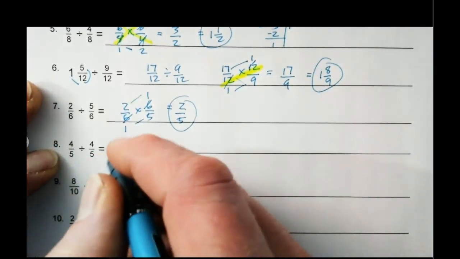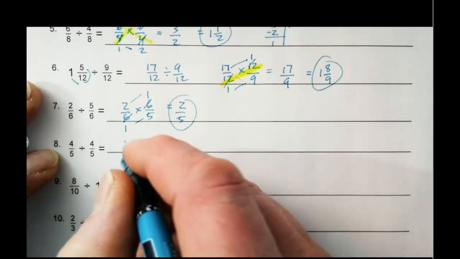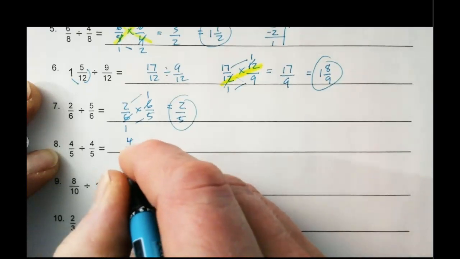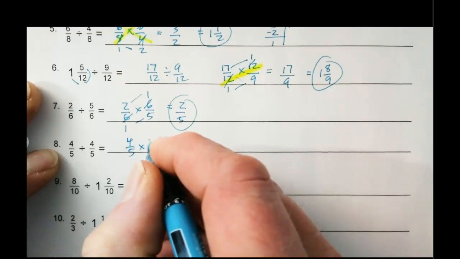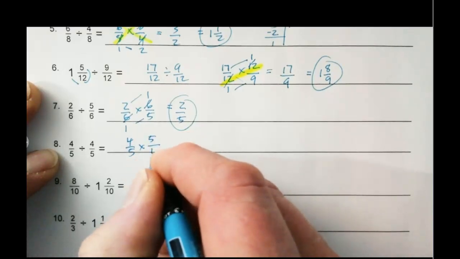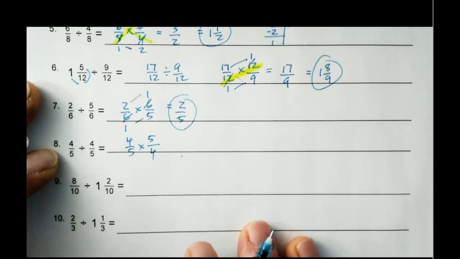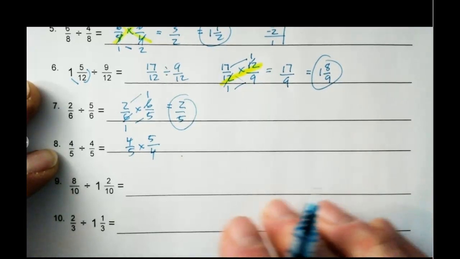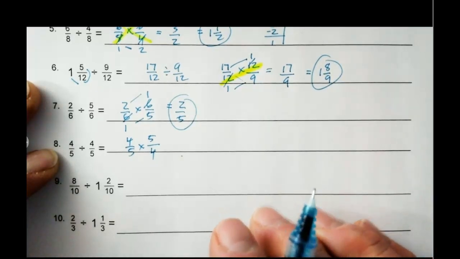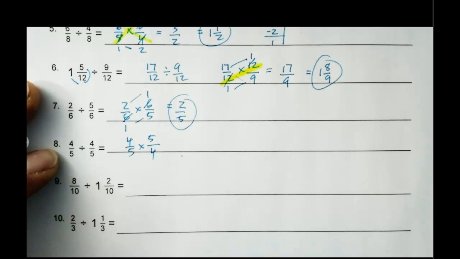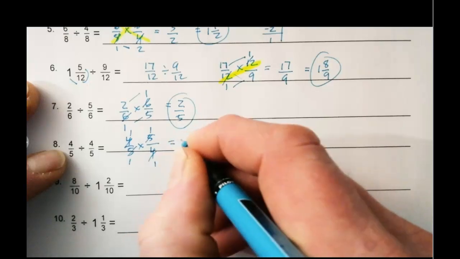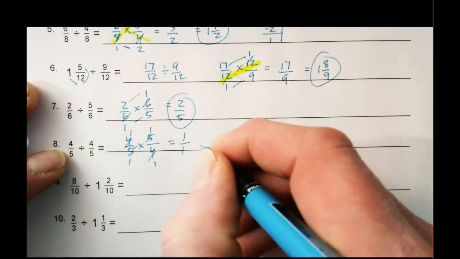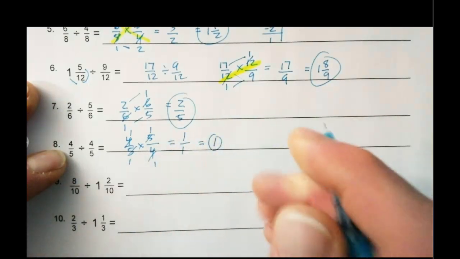Here's another one. We'll just do the old keep change flip. There's no mixed numbers, so 4/5. We'll keep. We'll change that, and we're going to flip it. Keep, change, flip. All become 1s. We can divide each other by 4 or by 5. You just have 1 times 1 on the top and 1 times 1 on the bottom. That's just 1.